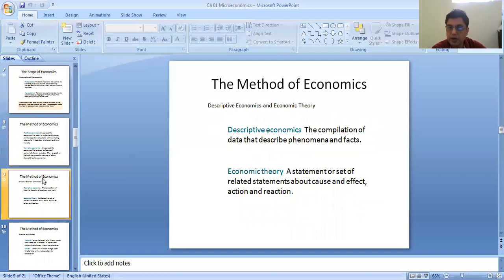Descriptive economics and economic theory. Descriptive economics is the compilation of data that describe phenomena and facts. It's based on data. Economic theory is based on statements of cause and effect, action and reaction.